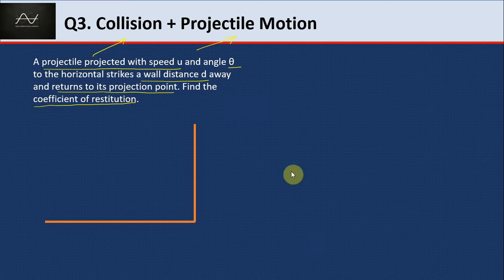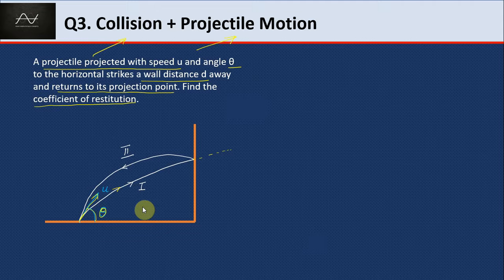Now, nothing is given in terms of the kind of path taken. I have taken a path like this. It is going upwards and it has not yet reached its full height, and then it collides with this wall. The angle of projection is theta and the speed is u. It could be something else also.